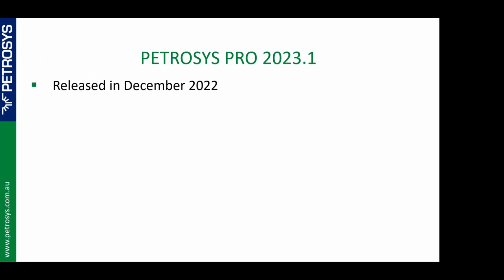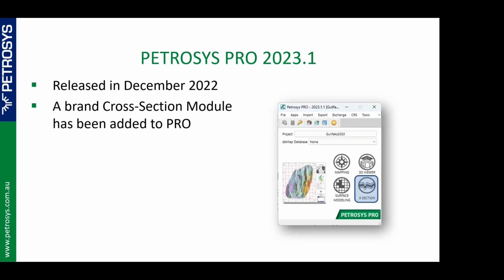As I said, this core release, which has this new tool, the cross-section model, was released last month, a couple of weeks ago. It's a brand new module. If you're familiar with Petrosys PRO, you know that our three main applications were mapping, surface modeling, and 3D viewer. We have added a new one, which is the cross-section module.